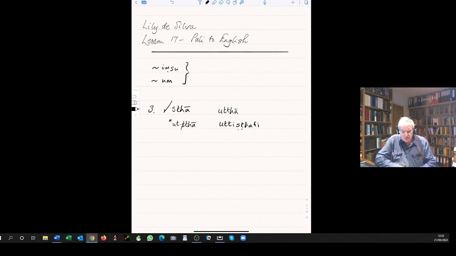So I'll read it again. Nagaresu kamani katva vetane labhitum akankamana nara gamehi nikamimsu. Nara gamehi nikamimsu, the men left the towns in order to kamani katva vetane labhitum, to do work and earn wages. Number 5.